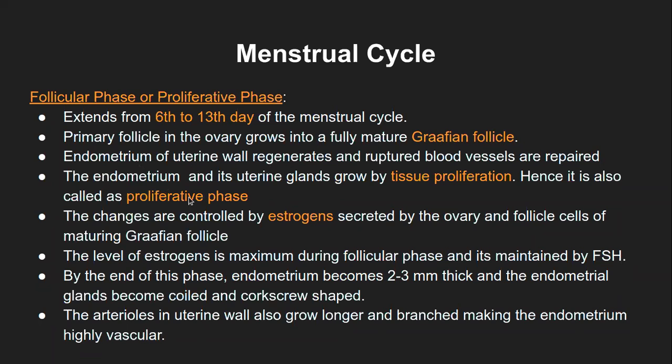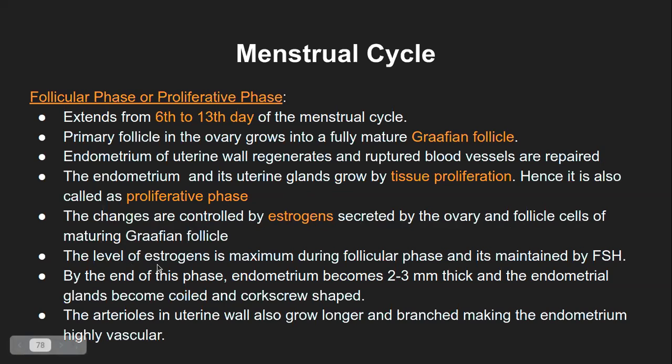But those endometrial tissues, as well as those uterine glands, grow by tissue proliferation. That is the growth of the tissue. Hence, it is also called the proliferative phase, apart from the follicular phase. The changes are controlled by estrogen. Estrogen is secreted by the follicular cells of the ovum, if you remember that. So these changes are controlled by estrogens secreted by the follicle cells of the maturing Graafian follicle.